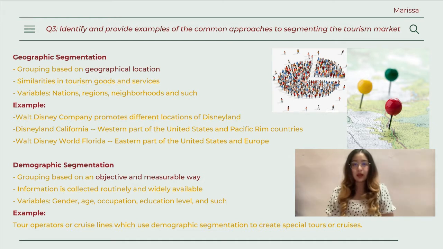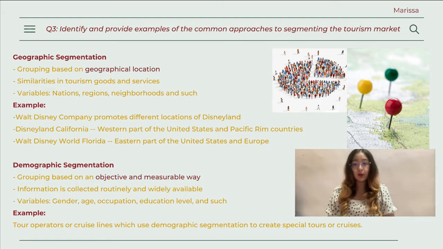For example, the Walt Disney Company promotes different locations of Disneyland to different consumers based on the region. For Disneyland California, the Walt Disney Company markets heavily in the western part of the United States and also the Pacific Rim countries. However, it markets Walt Disney World, which is located in Florida, more heavily in the eastern part of the United States and also Europe.